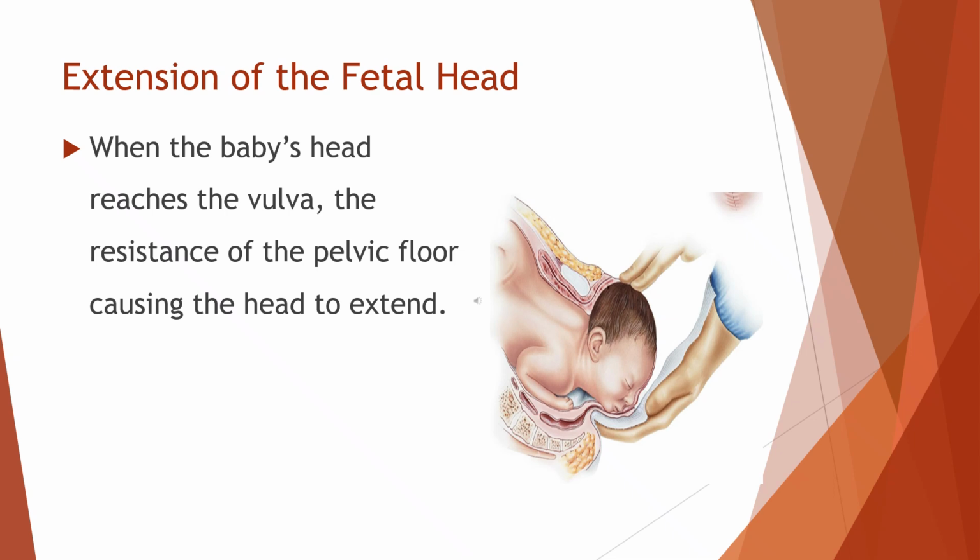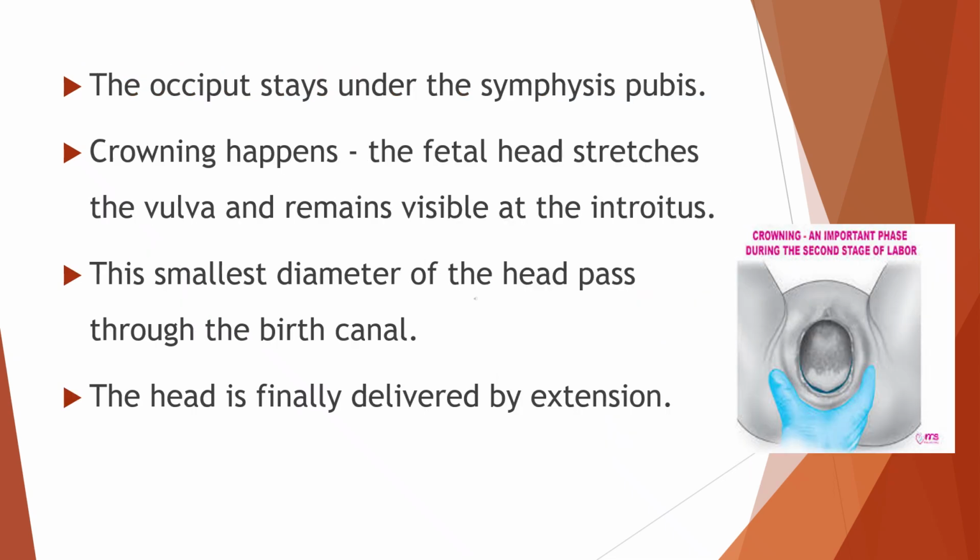When the baby's head reaches the vulva, it meets the resistance of the pelvic floor. Because of this resistance, the baby's head starts to extend. During this stage, the occiput remains under the symphysis pubis and acts as a pivot point. As the head continues to extend, crowning occurs.